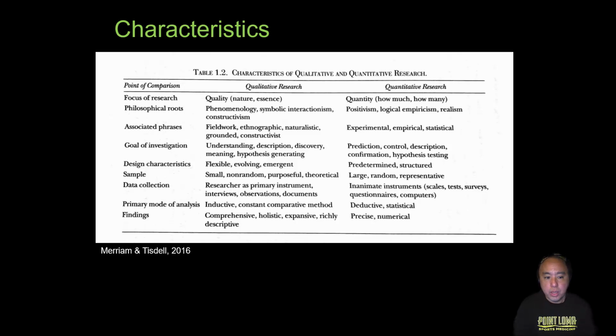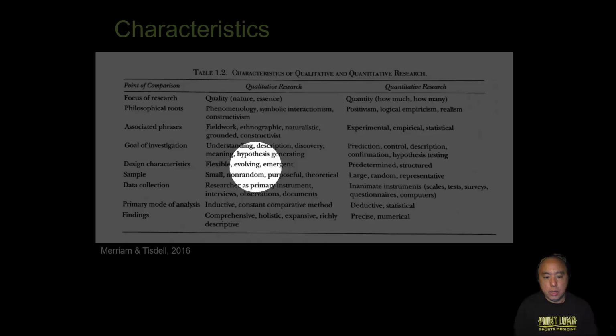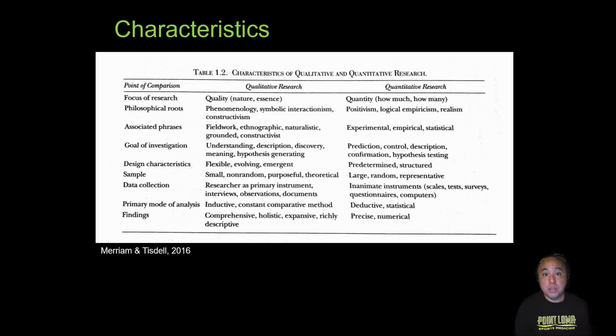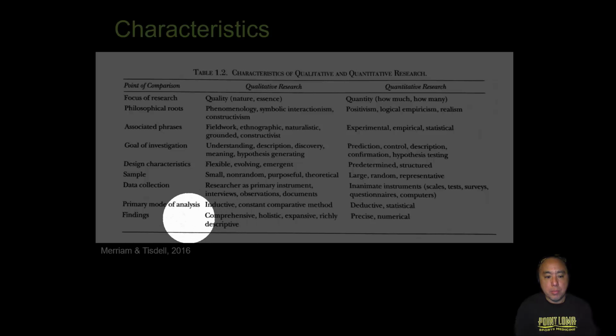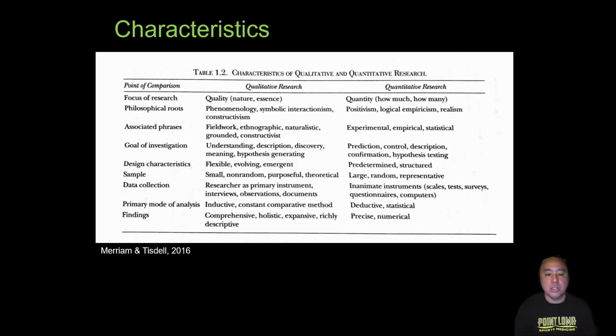That's inductive logic. Data collection could include interviews, so I'll talk about this in a few minutes here, observations and documents that are involved in the research process, whereas for data collection in quantitative, we use different testing apparatus, right, or systems, or scales, surveys, computers, you name it. And again, the primary mode of analysis, the main difference, is that qualitative analysis is based on induction, whereas quantitative analysis is largely based on deduction.